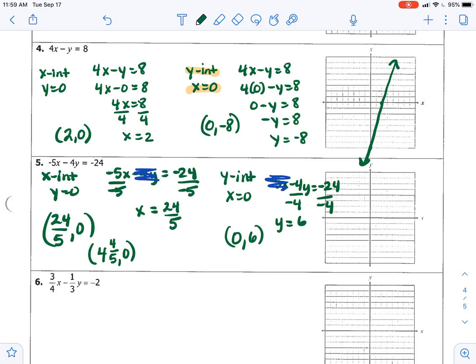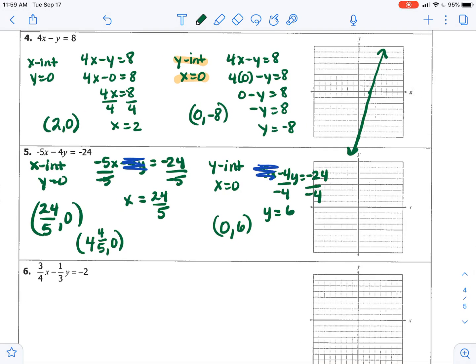So I'm going to go ahead and graph. I've got (0, 6), I think that's 6, and (4 4/5, 0). So make sure you just get ballparkish. 4/5 should be closer to, I think I missed that with 1. My eyesight, there we go. And again, draw your graph. Okay? So that is graphing using intercepts.